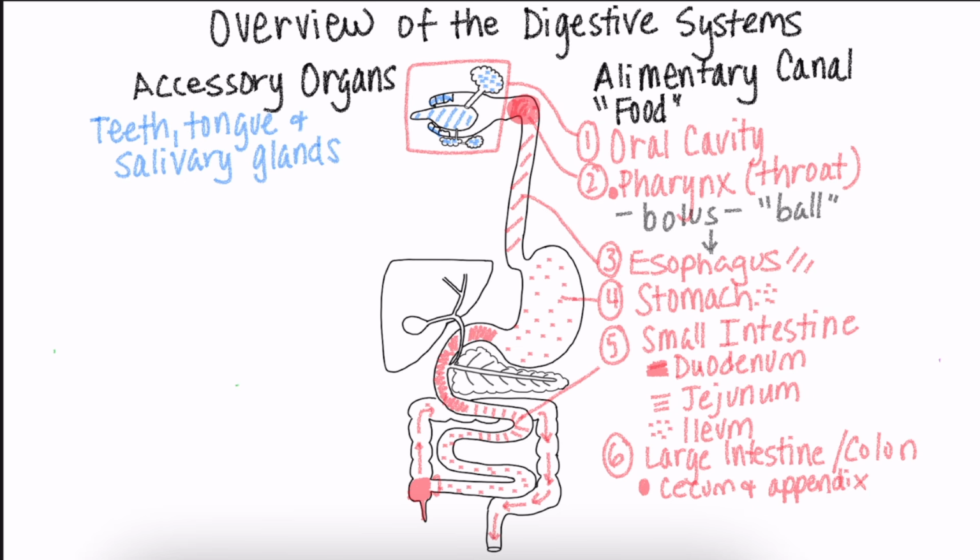So we go ascending colon, transverse colon, descending colon, sigmoid, and then finally to the rectum. Those are going to be all the portions of the large intestine.